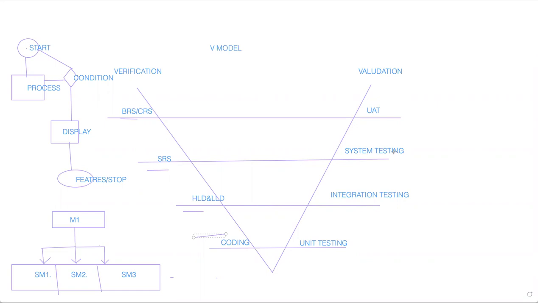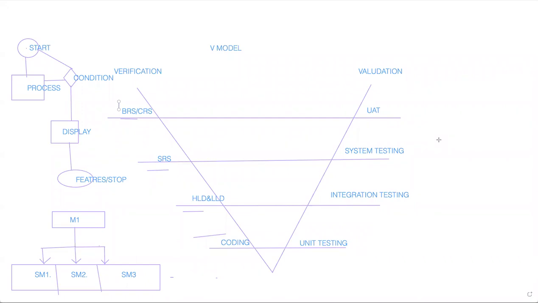So what does validation mean? Here we are checking whether our product is working as per the customer requirement or not. In this validation part, we check whether this application or software is working as per the requirements given by the customers. Whatever requirements the customer provided, it should work as per that. That is validation.